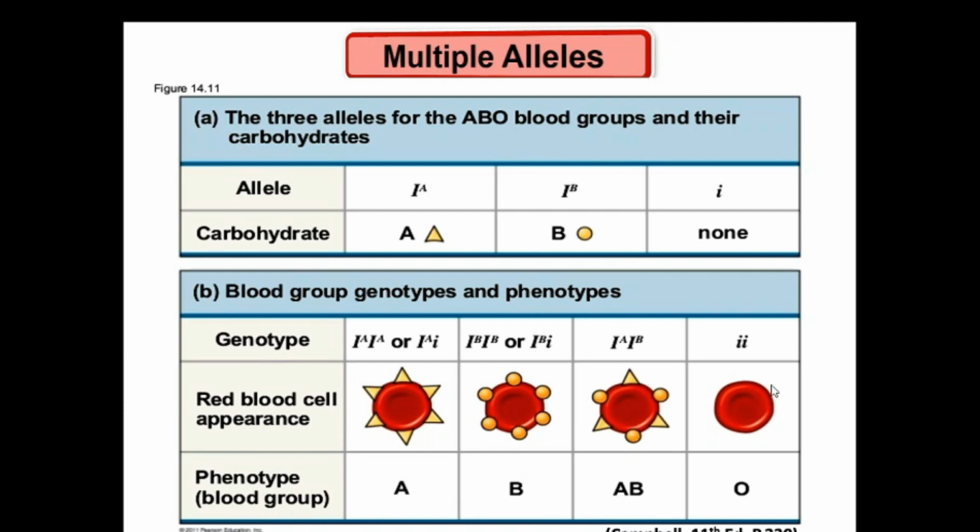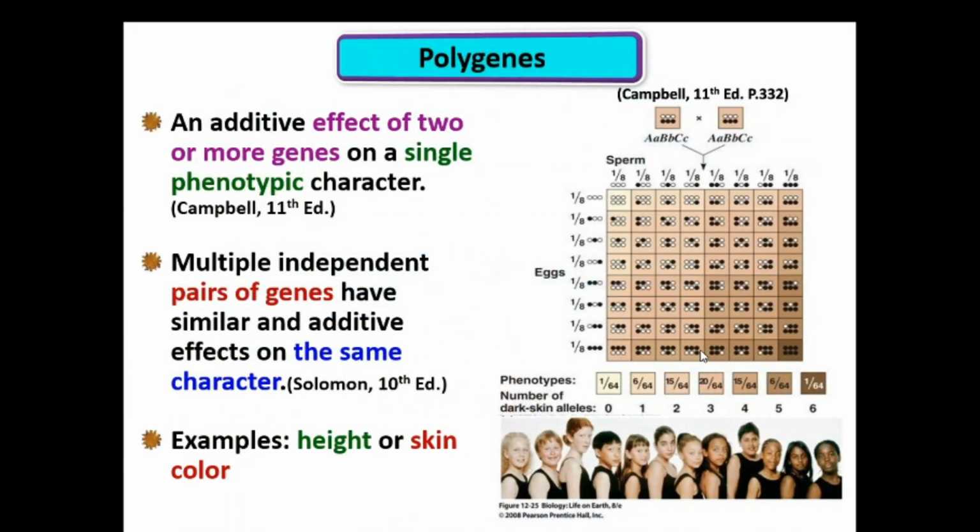But a different case for individuals with the genotype of small i small i, also written as IOIO, where they result in the phenotype of blood group O. None of the carbohydrate A or B will be found on the red blood cell, meaning that there will be no carbohydrate found on the red blood cell of individuals with the O blood group. So that is the case for the multiple alleles.